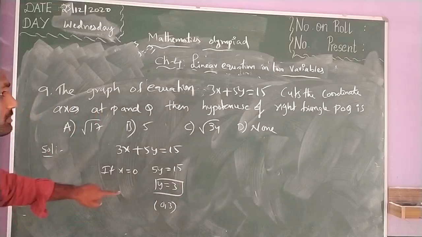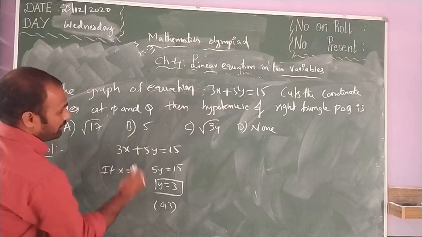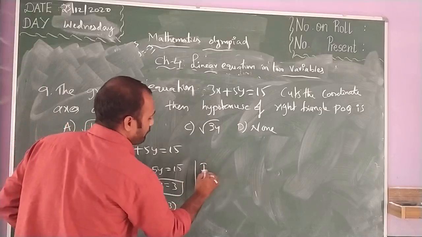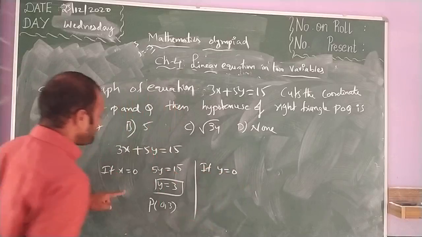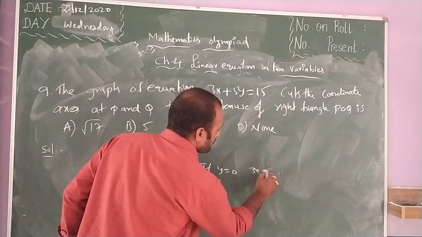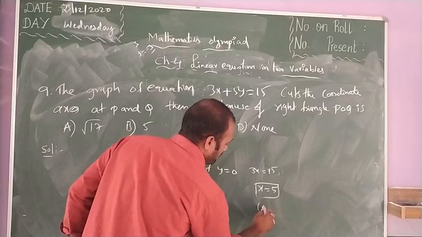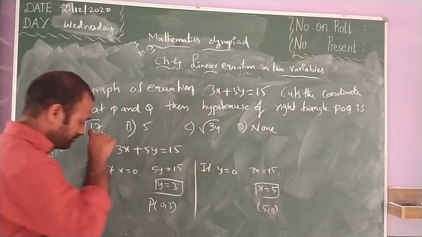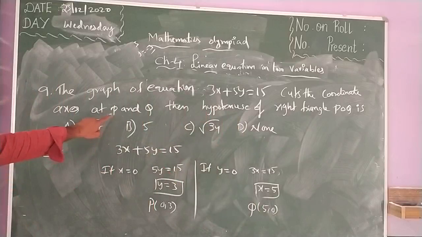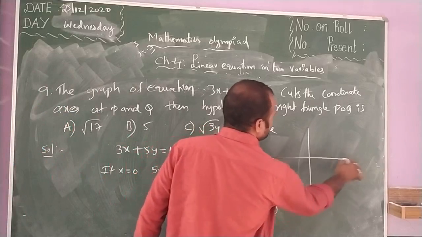This is the first point, so it is P. Next, in the second case, if y is equal to 0, if I substitute y value as 0, 5 into 0 is 0. So 3x is equal to 15, x is equal to 5. So the point is 5, 0. So this is point Q. Why? Because it is touching the coordinate axis at P and Q. So let me draw the coordinate axis here.